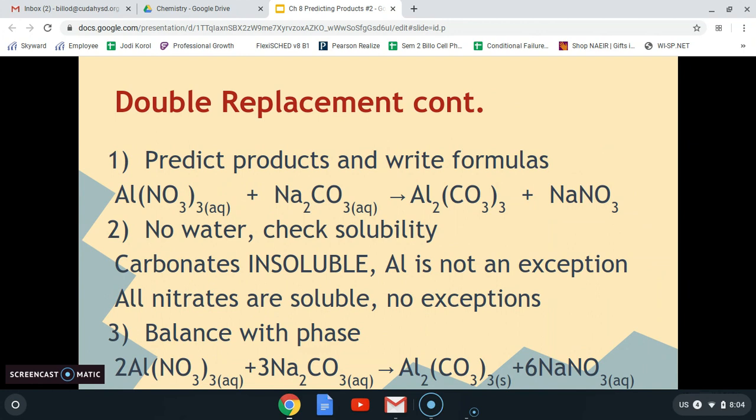So I'm going to look up carbonate and nitrate on table 11.6. It says carbonates are insoluble on that chart. And it states a couple exceptions, but aluminum is not one of them. That means that aluminum carbonate will form a precipitate, which is a solid. Sodium nitrate, all nitrates are soluble without exception, so that'll remain aqueous. So all I've got to do then is note which one is my precipitate, that's aluminum carbonate, and then balance, and I'm done.